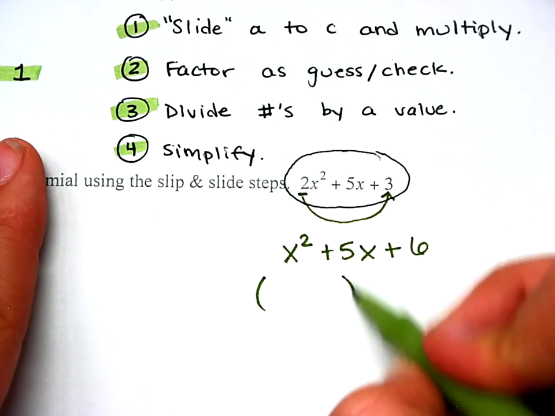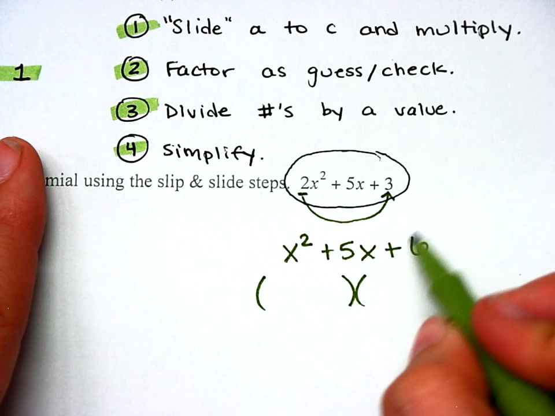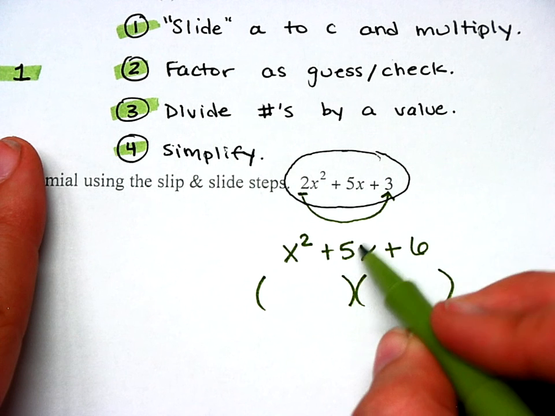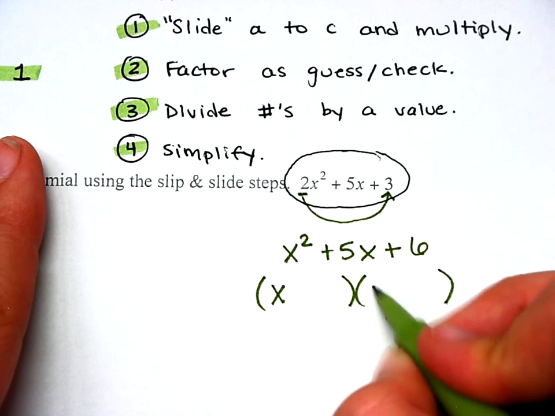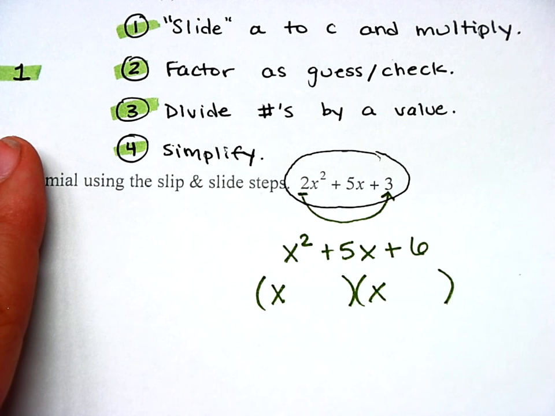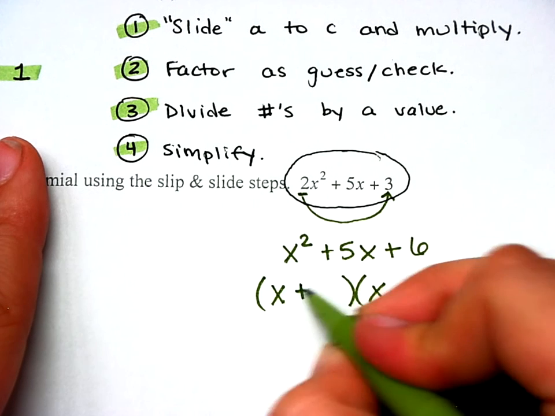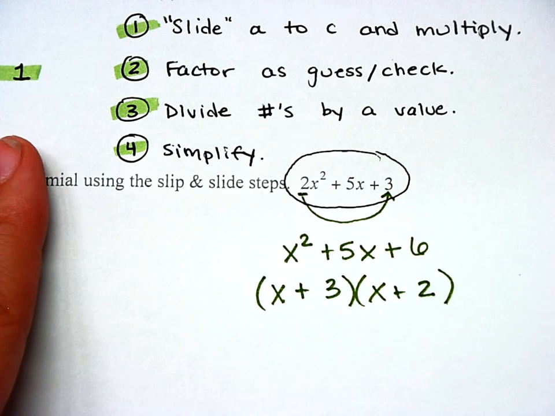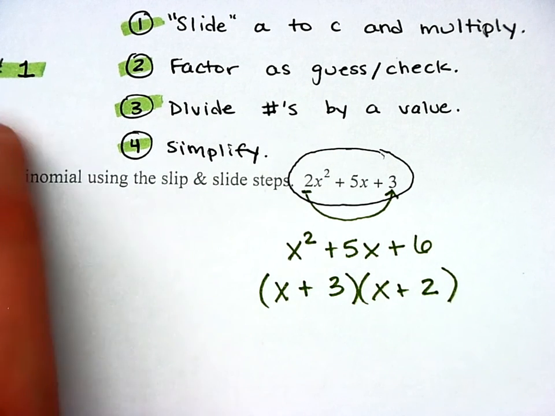So I'm going to write my 2 parentheses. Well, factors of 6 that add up to 5, x and x. I'm thinking, well, 6 and 1, no, because they both have to be positive or both have to be negative. Okay, so if they're both positive, I can make them 3 and 2. So I've finished my second step.